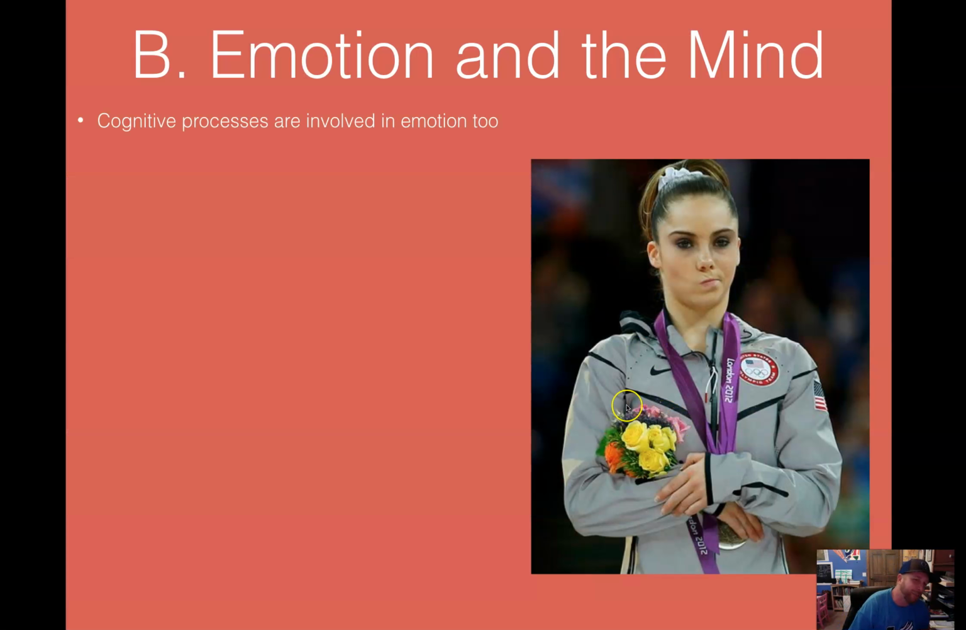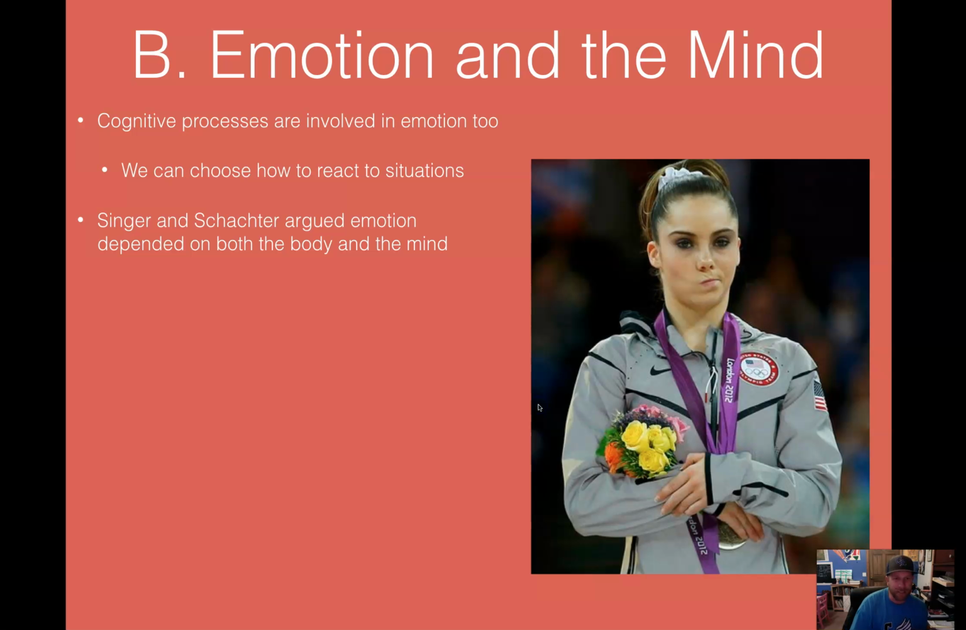So cognitive processes are also involved in emotions. We can choose how to react to situations. We have our own lens. We have our own mental set. And so we can have a positive mindset even when bad things happen. Schachter and Singer argued that emotion depended both on the body and the mind. Basically, you need both of them.